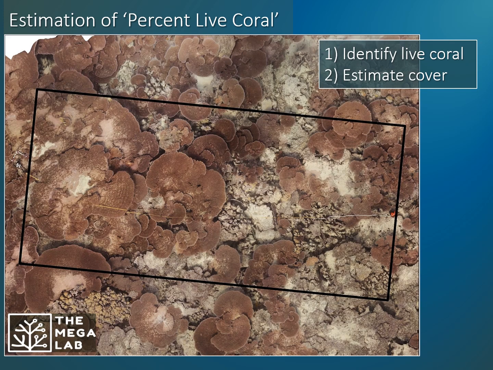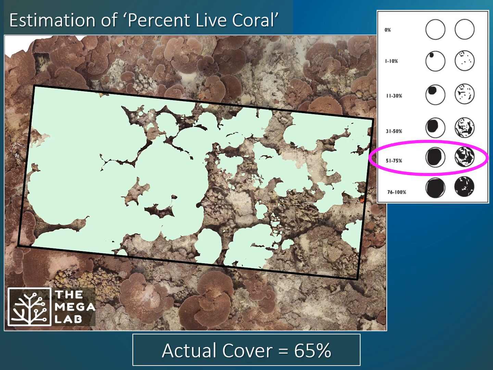In this example, what do you think is the percent live coral cover within the black rectangle? Remember to first identify live stony coral, then estimate the percentage of the two-dimensional reef surface that live coral is covering. For this example, live coral within the black rectangle is highlighted in light green. Percent live coral cover is 65%. Great job if you guessed 51 to 75% live coral cover for your Eyes of the Reef report.